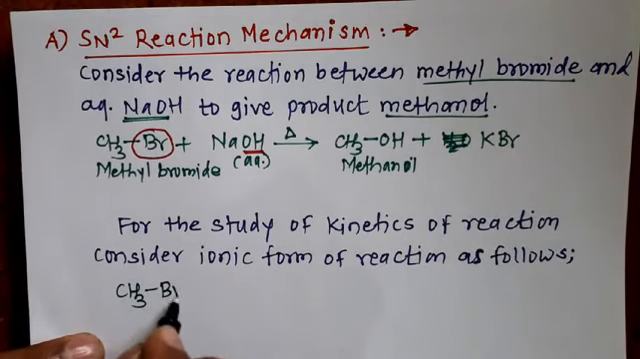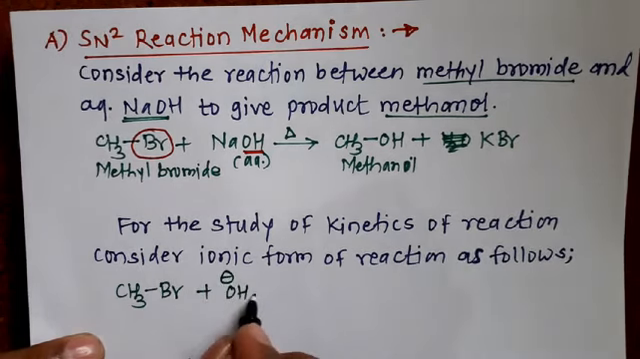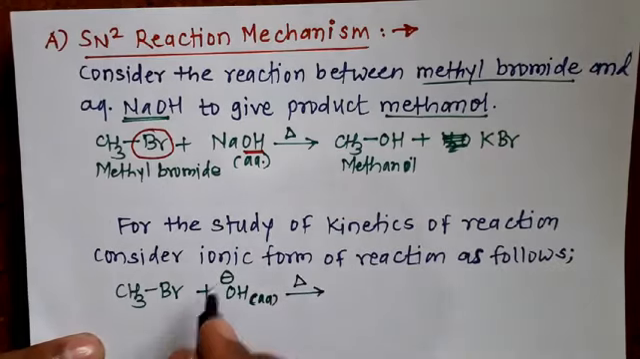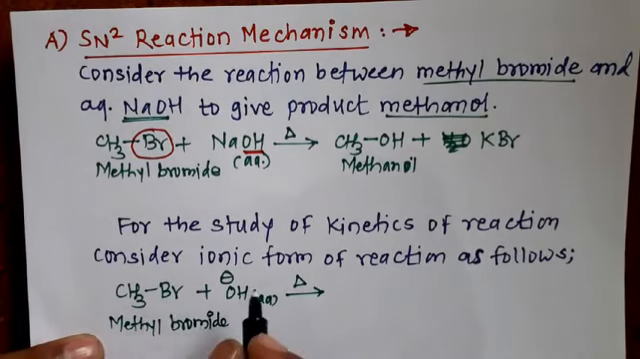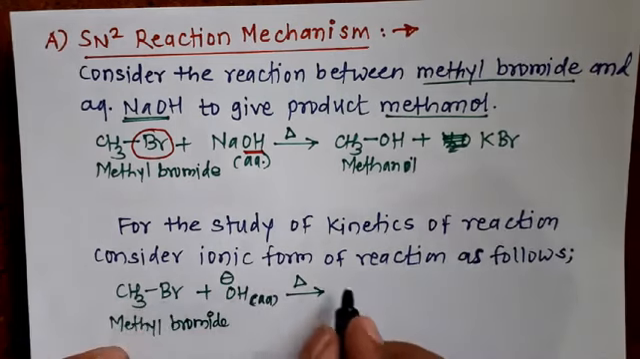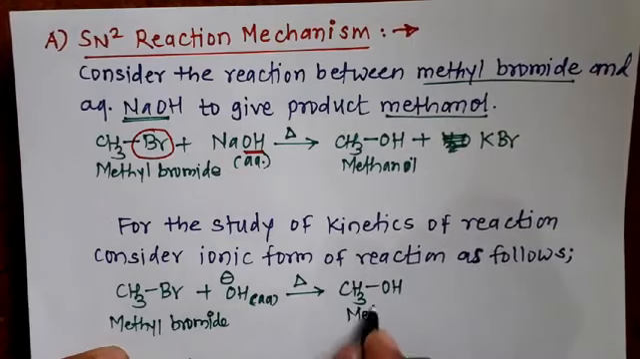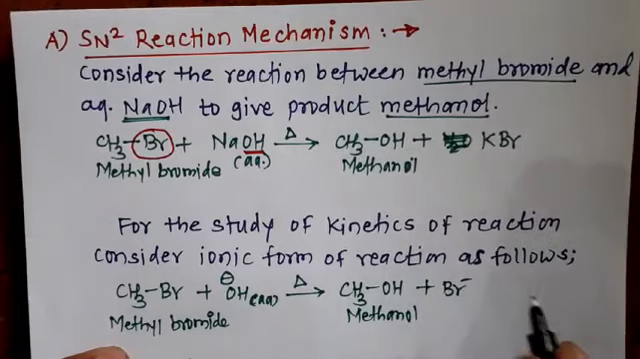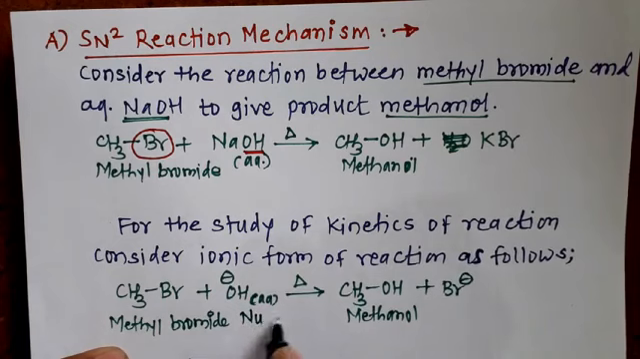Methyl bromide is treated with OH minus. This OH minus replaces the bromide from methyl bromide and forms a product, methanol, and Br minus. This OH minus is a nucleophile.